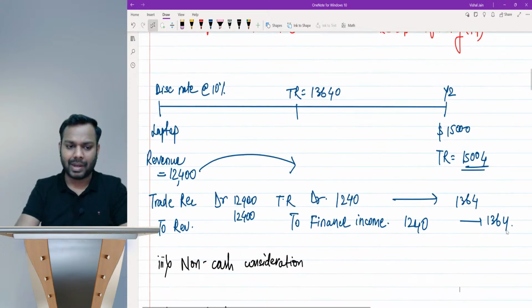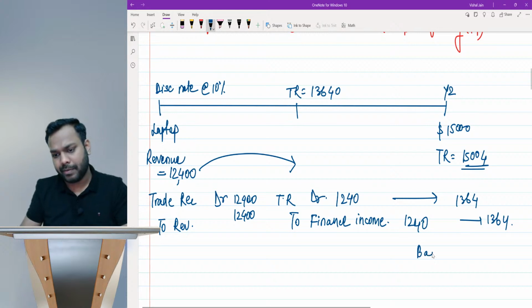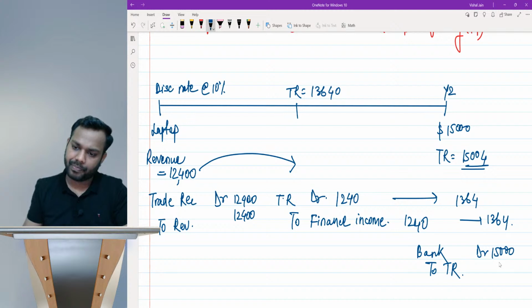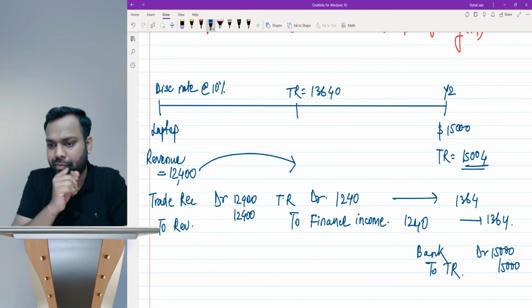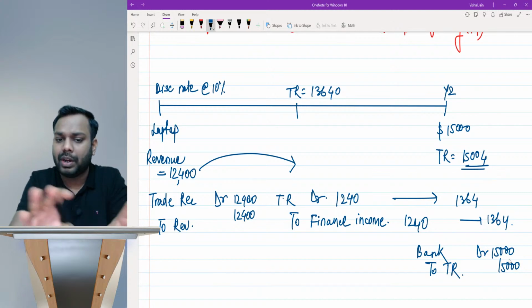And what is the entry that will pass here then? In that case, the entry that will pass here will be bank account debit to trade receivables 15,000. So this is how it will be treated. Right? So this is how it will be structured.